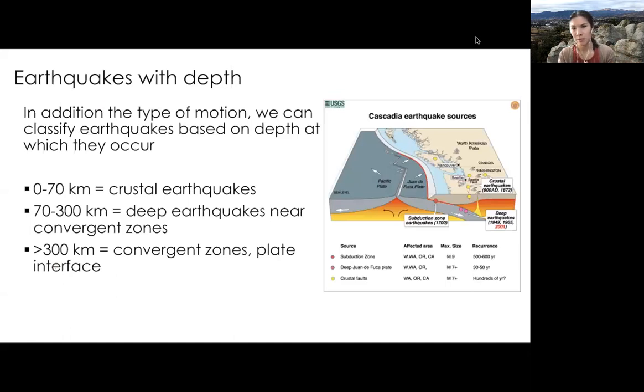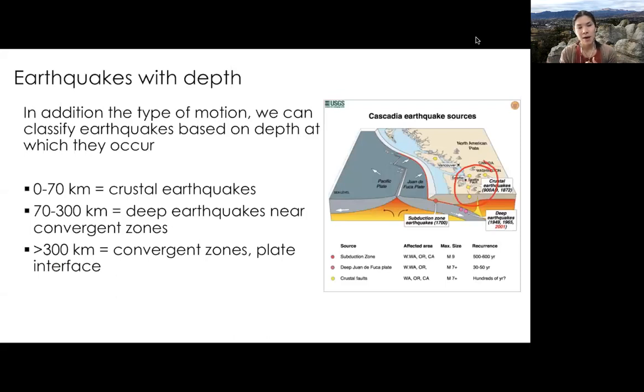Cascadia is the boundary between the Juan de Fuca plate in the Pacific Ocean with the North American plate. From 0 to 70 kilometers depth, we have what are called crustal earthquakes. These are shown in yellow in this diagram. And these are all earthquakes that are occurring along faults that are within the crust. So these are not interacting with the major plate boundary. These are also fairly shallow, so can present some additional dangers in that sense.